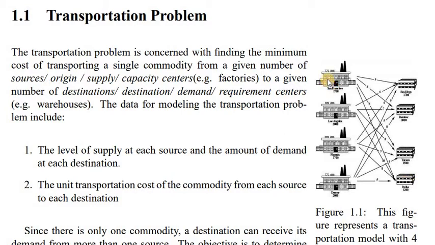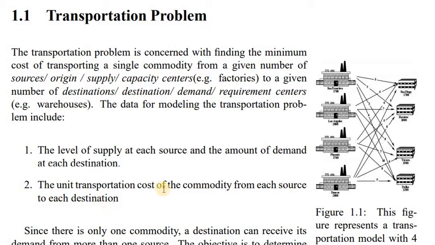So commodities have to be transported from the factories to the warehouses, and each transportation cost is given. For example, San Francisco to San Diego costs about 5 units. The data for the modeling of the transportation includes the level of supply at each source and the amount of demand at each destination. For example, San Francisco can supply about 1,700 units, and San Diego can take only 1,700 units. Similarly, Los Angeles can supply 2,000 units, while Manchester can take only 1,000 units, etc.